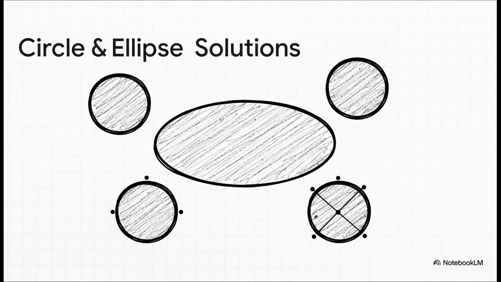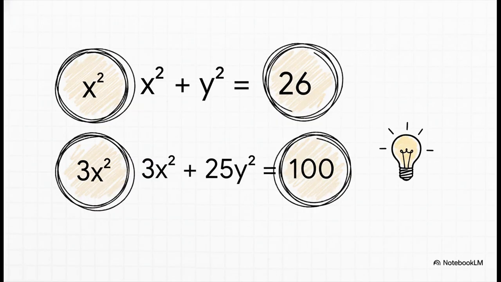Because when you start dealing with two curves like a circle and an ellipse, the number of possible intersection points just skyrockets. They might not touch at all, or they could intersect at 1, 2, 3, or even 4 different points. Trying to use substitution here would get really messy really fast. So let's check out this system. We've got a circle and an ellipse.